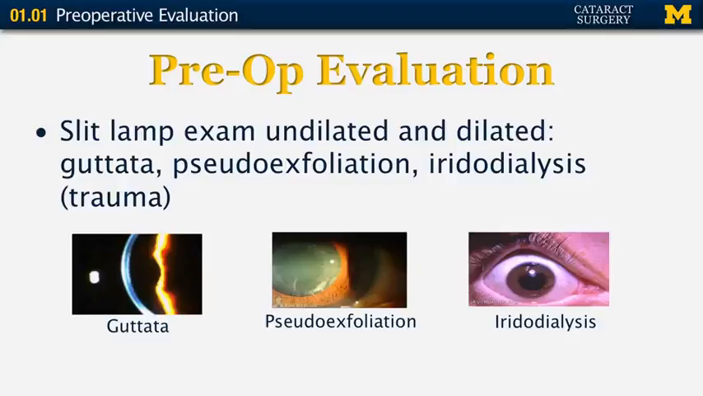The preoperative evaluation also has to include a thorough slit lamp examination, both undilated and dilated. Besides checking for the type and severity of the cataract, we need to look at the cornea for any guttata or Fuchs dystrophy, the lens for signs of pseudoexfoliation, which could complicate the surgery, and iridodialysis, which might indicate a trauma. There's a small iridodialysis right there on the iris that would indicate prior trauma.